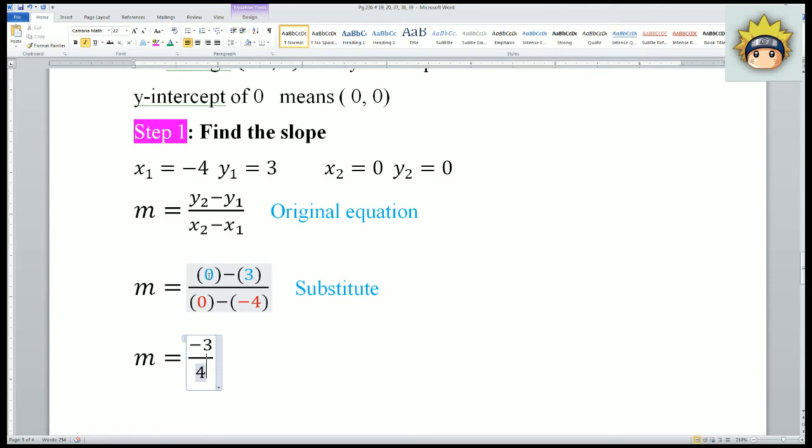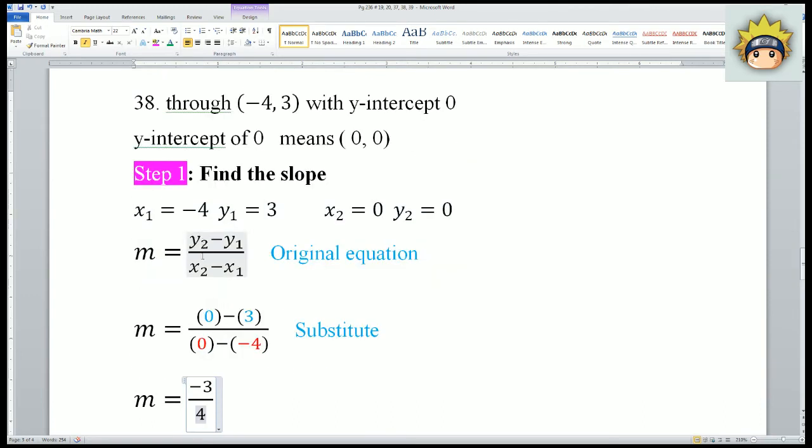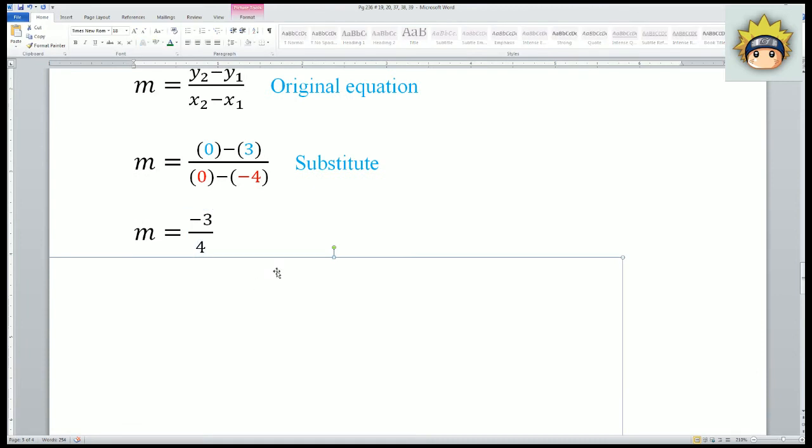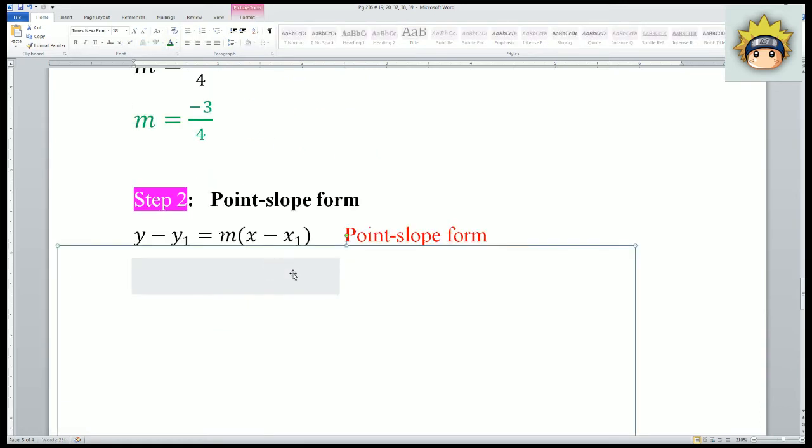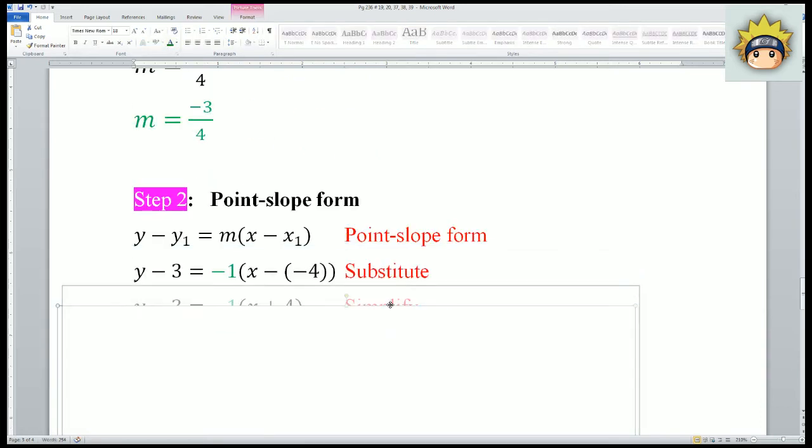Let me just double check the points. Y2, 0. Y1, 3. Minus 3, 0. For X2, minus negative 4. Good. So the slope here should have been negative 3 over 4. I can make that green. Next, after we find the slope, we can use point-slope form.